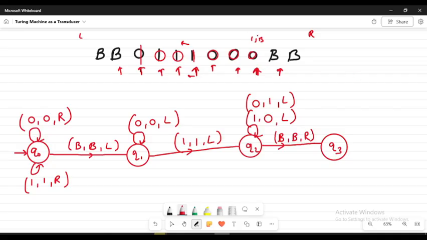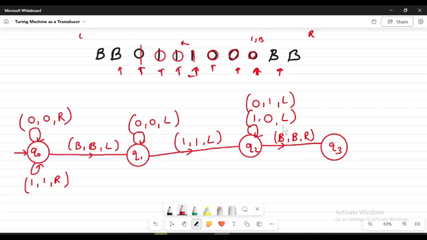So the Turing machine acts as a transducer. Given a binary number as input, it will take that input and convert it into its 2's complement. That is why it is called a transducer. Hope you understood.